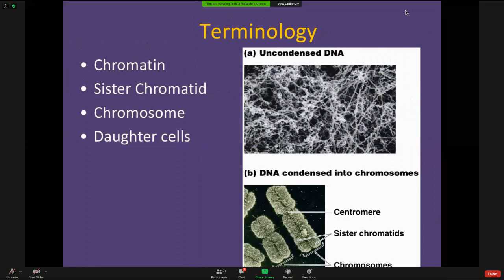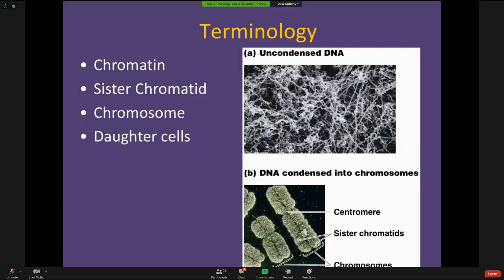All right, so what are the different forms of DNA? So I'm going to go through some terminology before I continue talking about the steps of mitosis. So we're going to talk about chromatin, sister chromatids, chromosomes, and daughter cells. Right? So let's talk about what these terms mean. And for the first three, it's looking at what's the state of the genetic material, right?